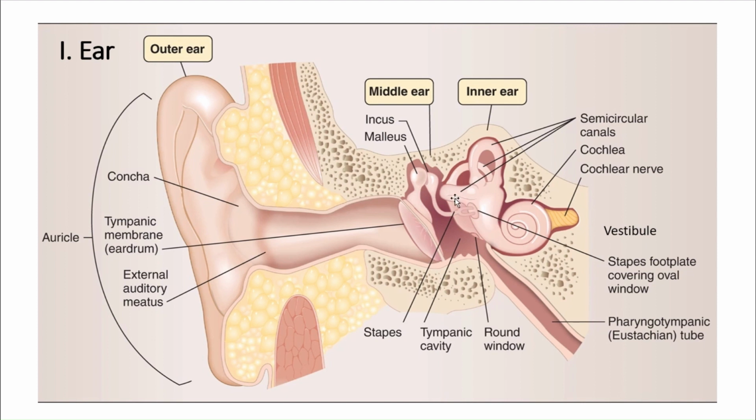For balance there are two different areas. One is called the vestibule. You can put an arrow there, and the other part is called the semicircular canals. So once again, the semicircular canals, which is this area, and the vestibule are both part of the inner ear, which is responsible for balance. The other part of the inner ear is called the cochlea or cochlea. Both of them are correct pronunciation, and that is for hearing.